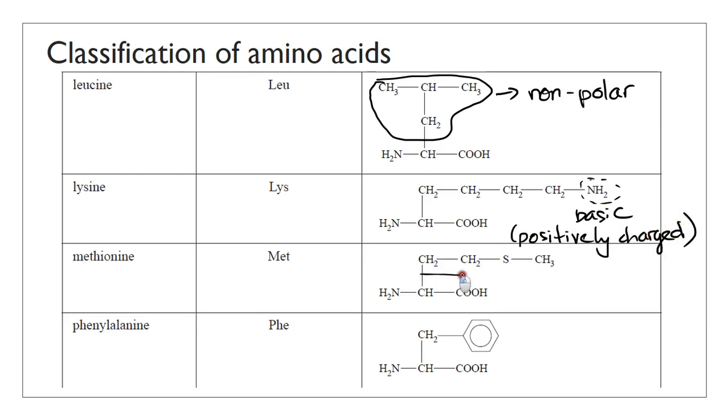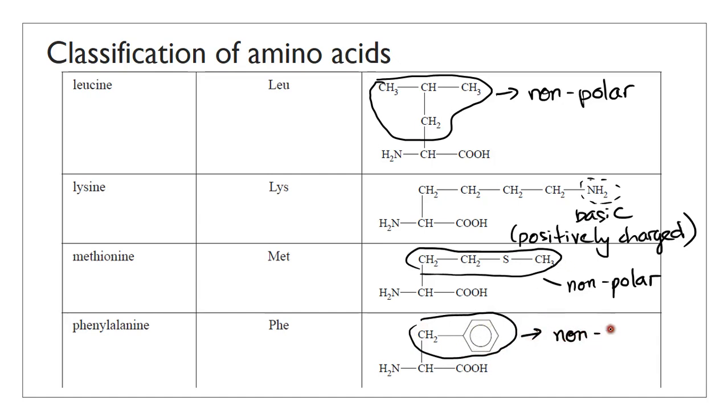Methionine. Now, methionine can be considered non-polar. It has a sulfur, but the sulfur is buried between the carbon chain, so it can't really do much. So you consider that to be non-polar. Similarly, for phenylalanine, this ring structure is just CH in single double bond alternation, so it's just non-polar.